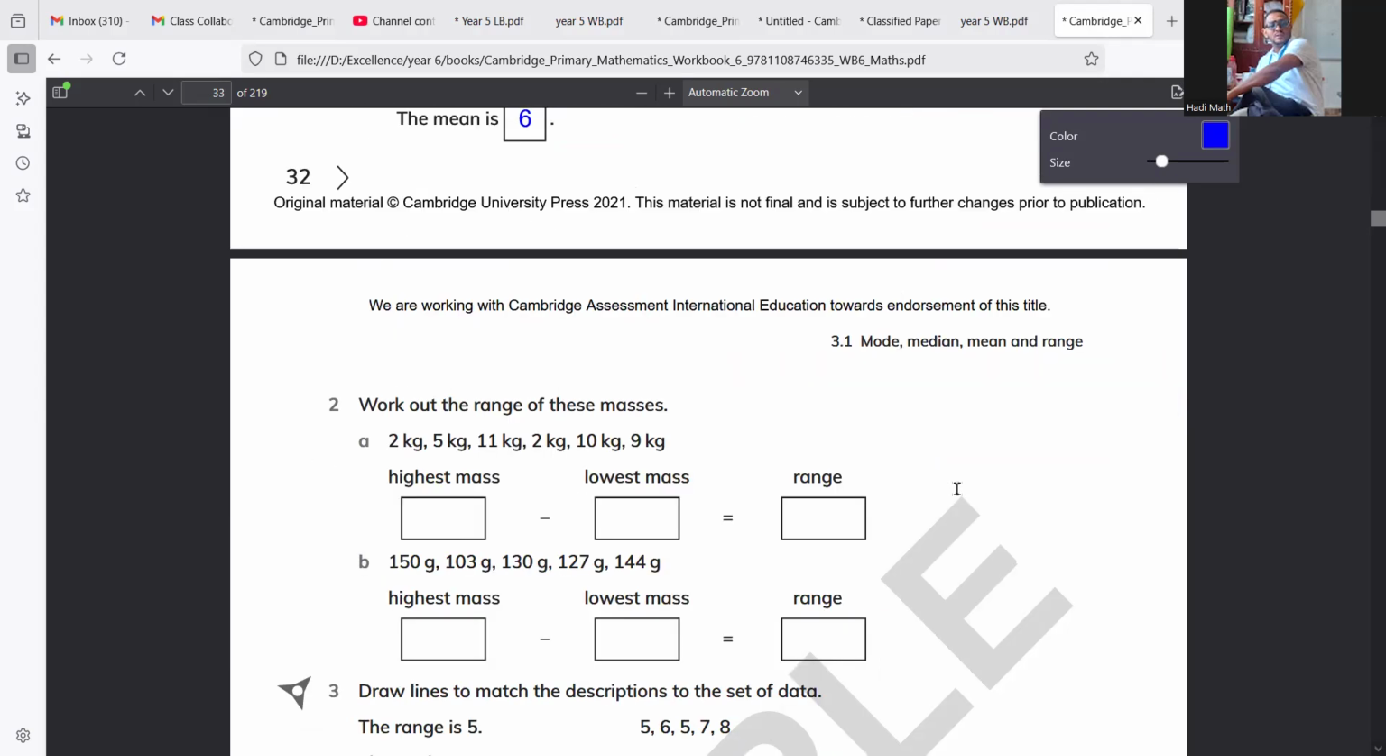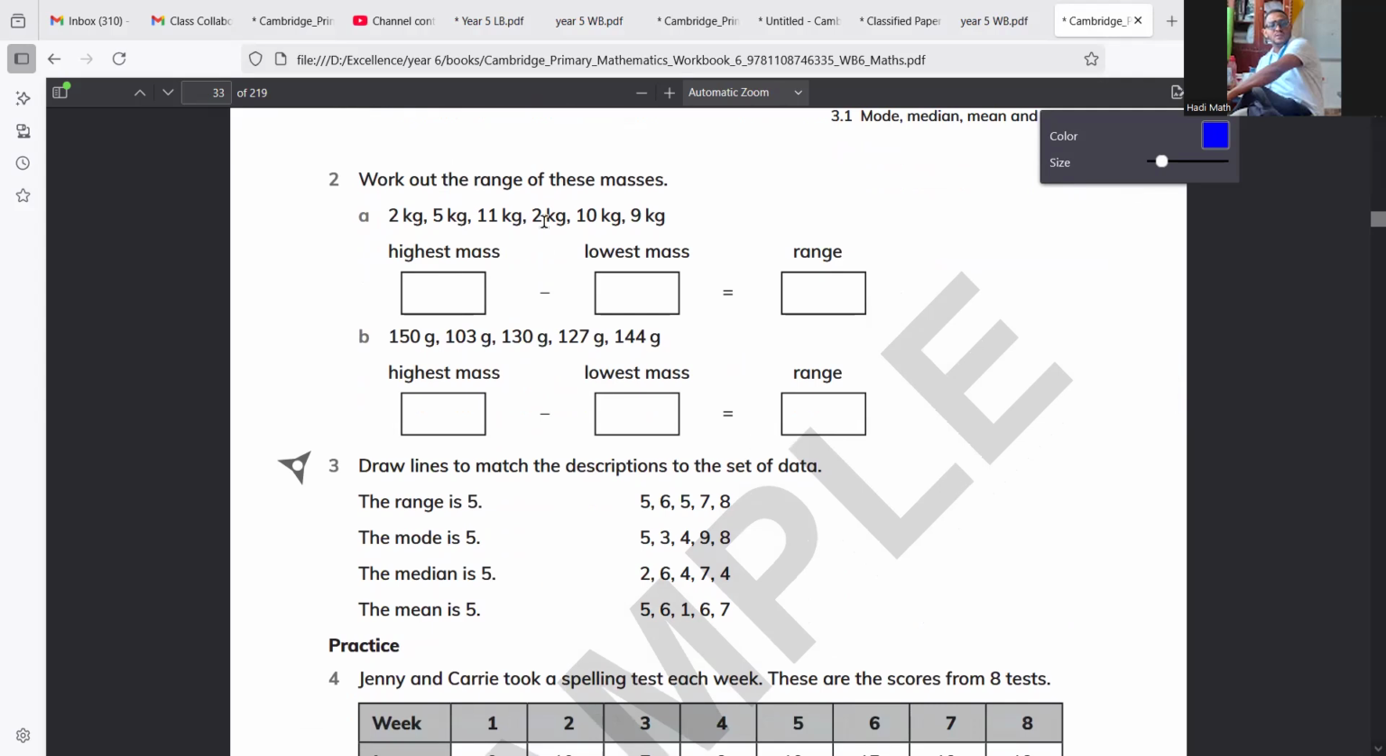Let's go on. Question number 2. They say work out the range of these masses. Before we go, we need to know what a range is. Range is the difference between the highest and the lowest, which is equal to the highest minus the lowest.